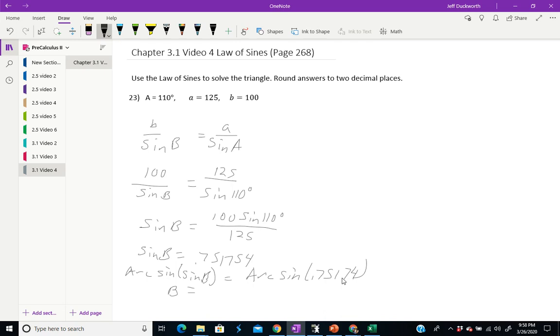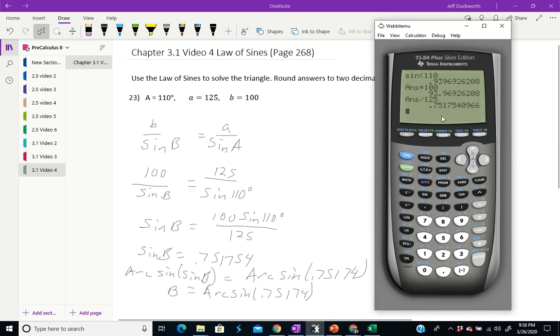So B equals the arcsine of 0.75174, and let's get our calculator back out. I'll just use the number that we had left over. So we're going to take the arcsine of this. The arcsine is the inverse sine, so if we hit the second button and the sine, we get the arcsine. And I'm just going to use the answer. So the second button and the dash down at the bottom right will give us the answer of the previous one. And we get 48.74 degrees. So we'll round to 2 decimals.